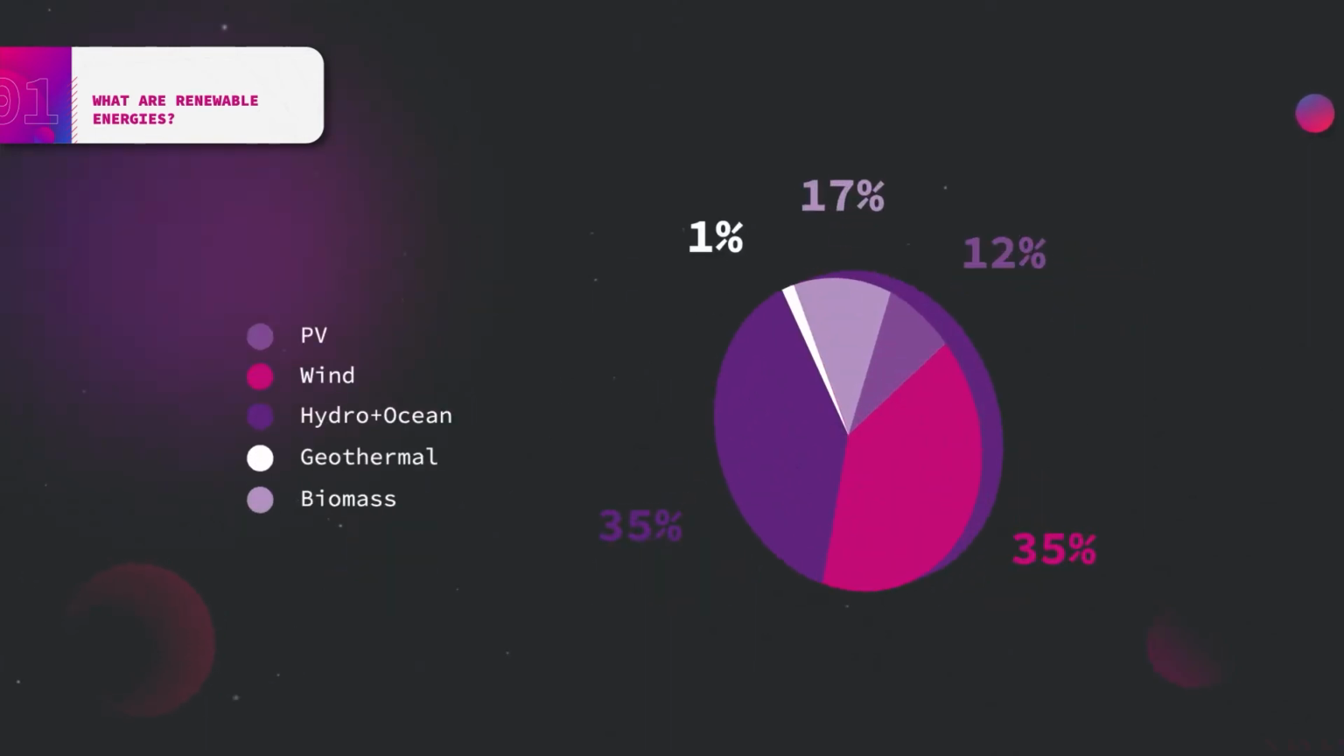In 2018, 33% of the European electricity generation came from renewable sources. While geothermal is not that significant, the highest share comes from wind, hydro, and ocean generation, followed by biomass and PV.